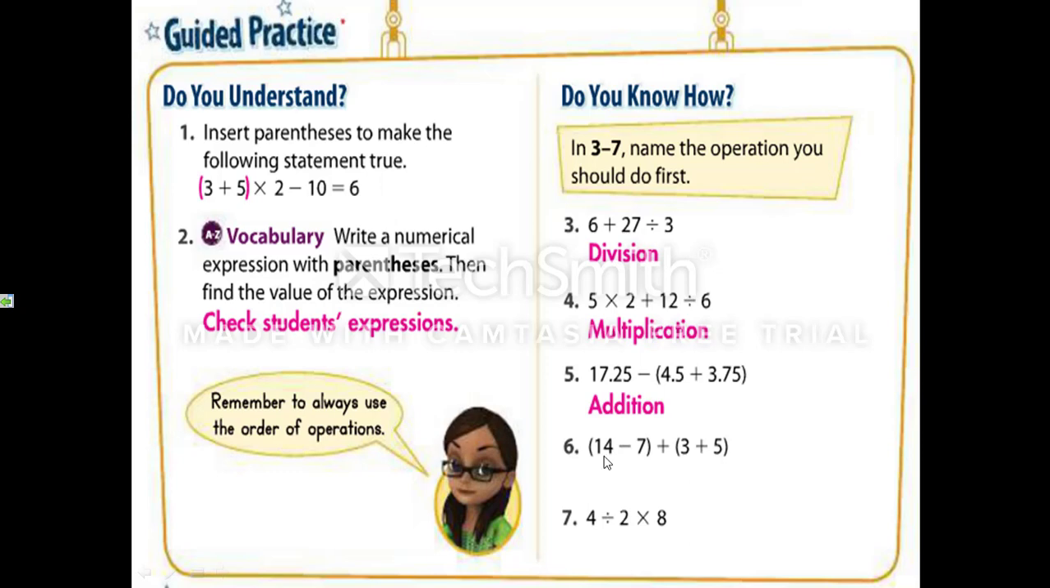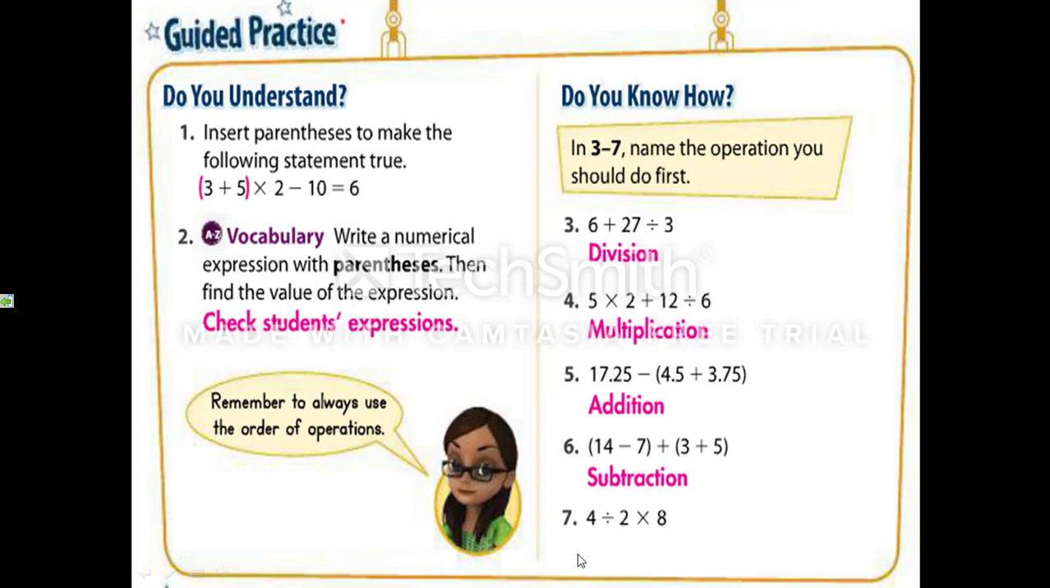Question number 6, you have here a bracket. Inside the bracket, subtraction, and here addition, and here addition. So which bracket should I follow? The first one or the last one? Of course, I should follow the one which comes first, because I'm going from the left to the right. So my answer is subtraction, teacher.